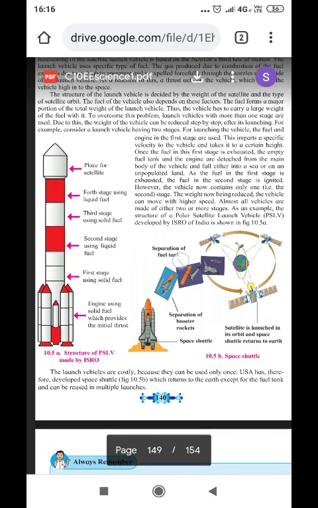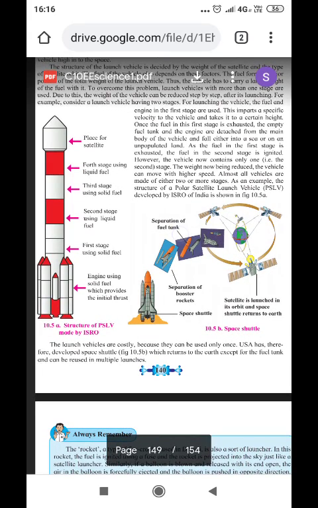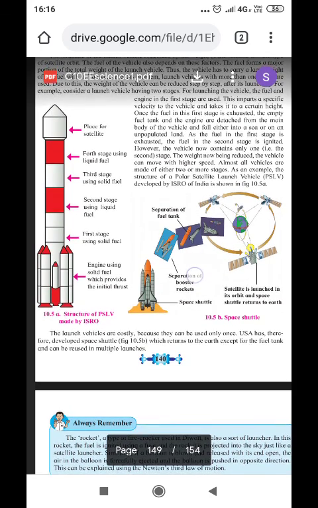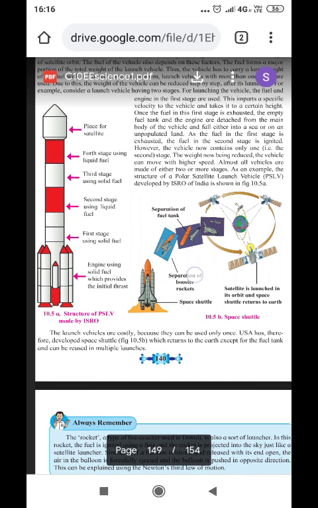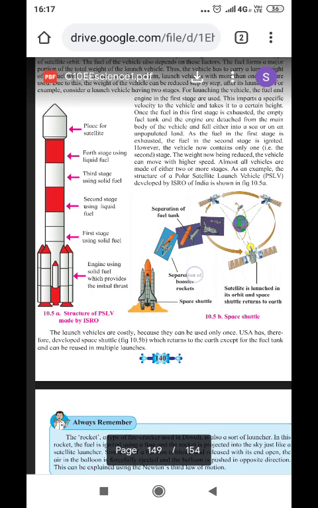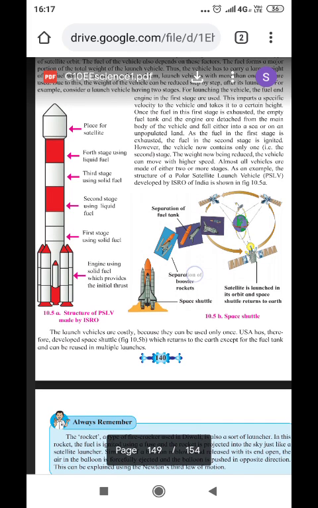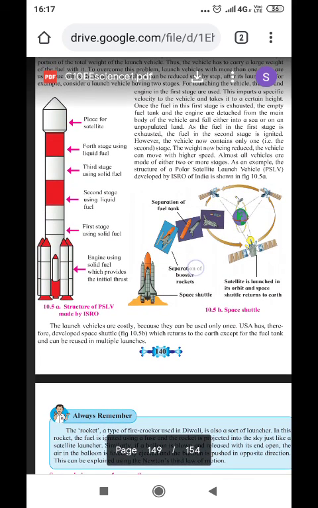For example, consider a launch vehicle having two stages. For launching a vehicle, the fuel and the engine in the first stage are used. This imparts a specific velocity on the vehicle and takes it to a certain height. Once the fuel in the first stage is exhausted, the empty fuel tank and the engine are detached from the main body of the vehicle and fall either into a sea or on an unpopulated area. So here in the first stage, what happens? The weight of the vehicle is reduced by detaching the part which contains fuel.